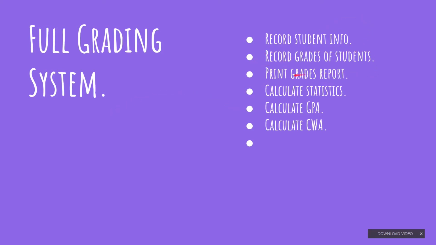So first of all, we say record student info, record grades of students, print grades report, calculate statistics, calculate GPA, calculate CWA. So basically, I'm going to enter in the code the students, and I'm going to have a list of students and the grades that they had in certain courses. And once I run the program, I want it to print reports for me in a nice format. And I'm going to calculate the average, the highest person and the lowest person, and we're going to calculate GPA and CWA.